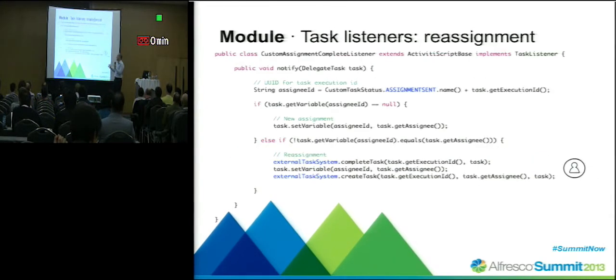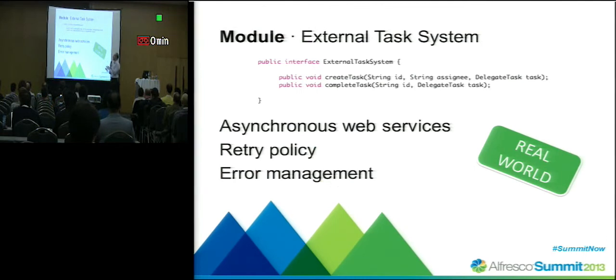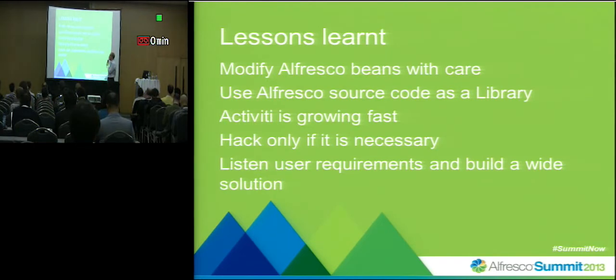And these are the listeners. We send the message to the external system. And this is the reassignment. This is the end. And important, the code is prepared as a dummy. You need to do these things when you create a real external system, and these are the lessons we learned.